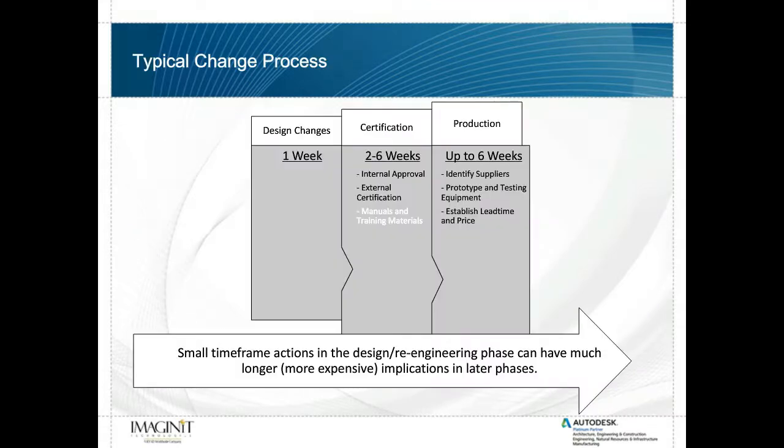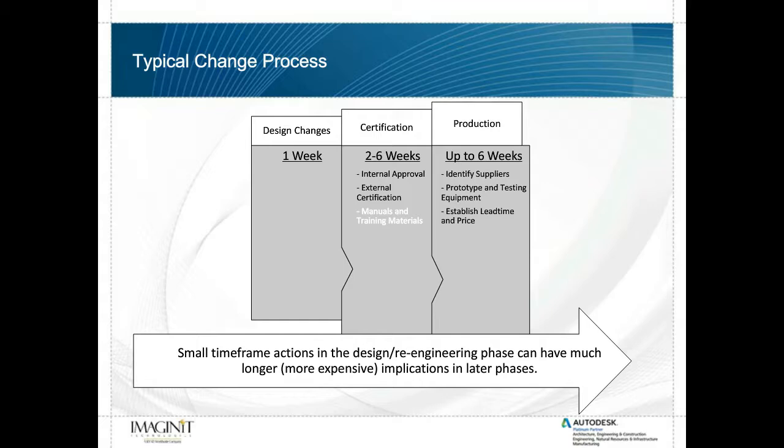So what we're looking at here is kind of a typical change process. This is a time frame that we'd see with a lot of different companies. In the design portion, whether it's the engineering or the drafting portion, that change might go through and be approved and released within a week. But then certification and production processes can take a whole lot longer. And those can't start until the initial engineering and drafting, the modeling portion, the documentation, all of that is complete. So a small delay in the engineering group is going to lead to a much longer delay downstream.